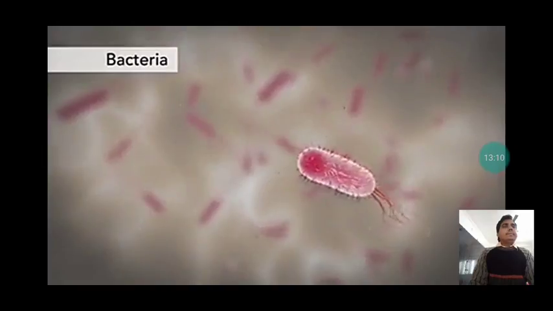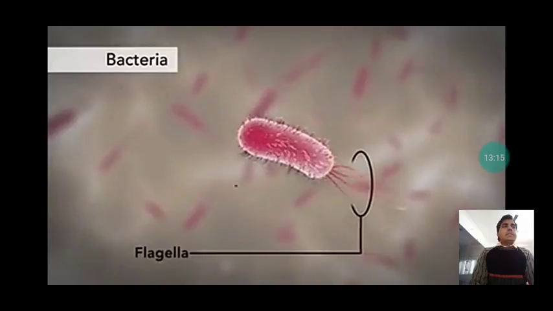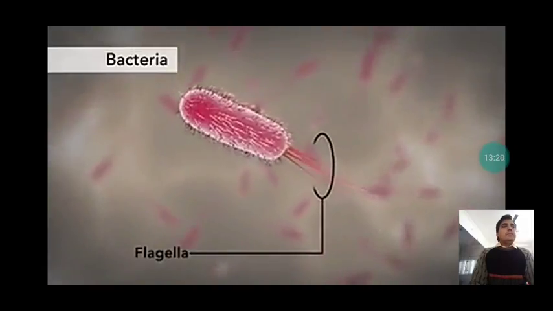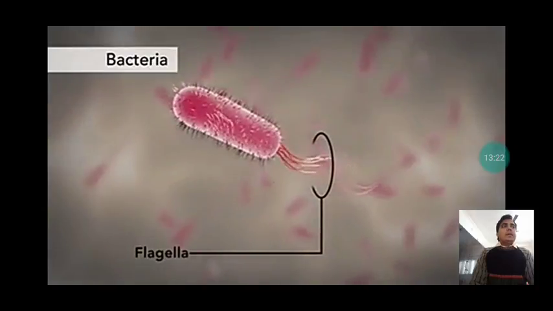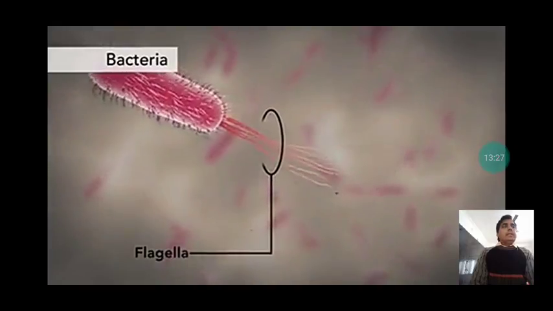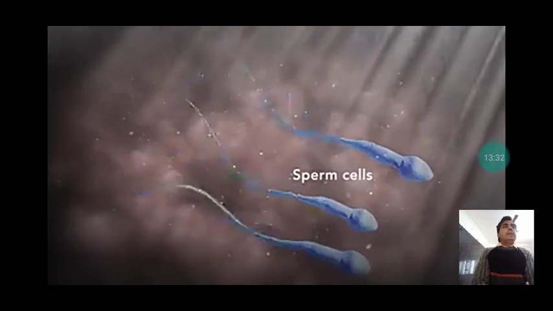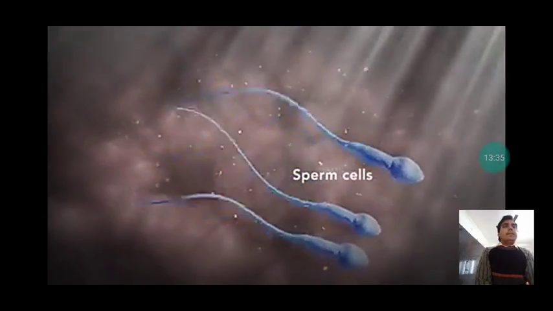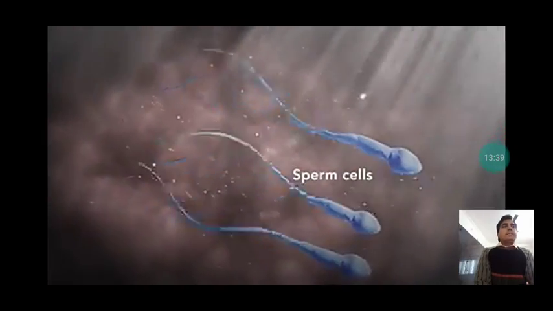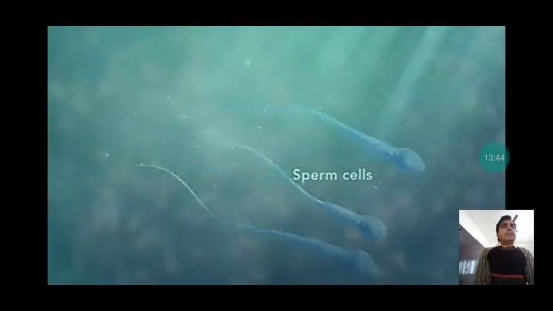In bacteria, another unique feature in some cells is called flagella. Some bacteria have flagella. A flagellum is like a little tail that can help a cell to move and propel itself. Sperm cells are the only human cells that have a flagellum.